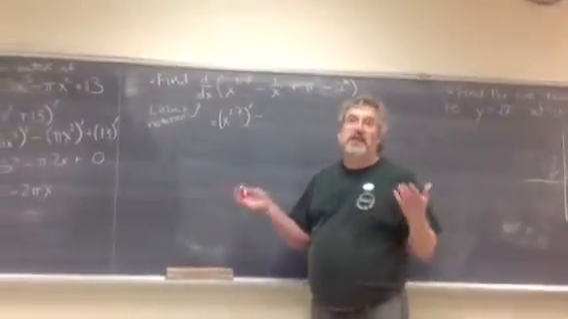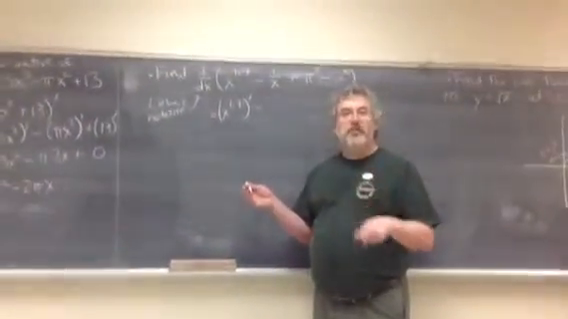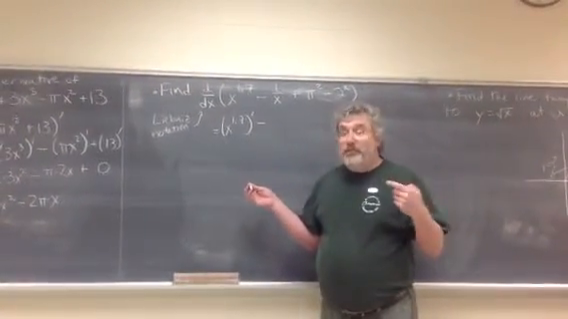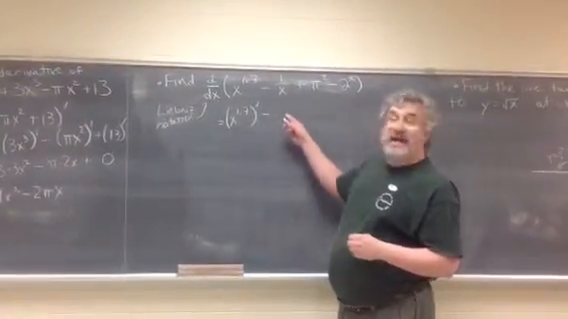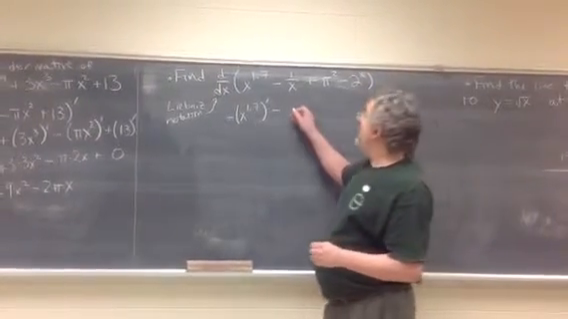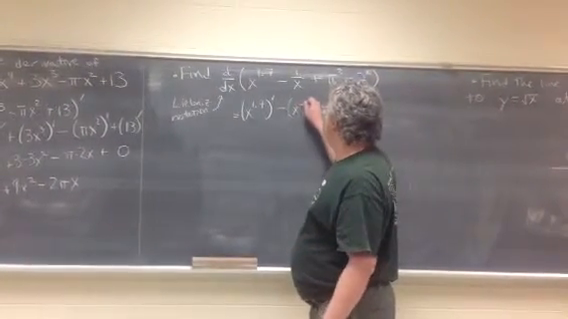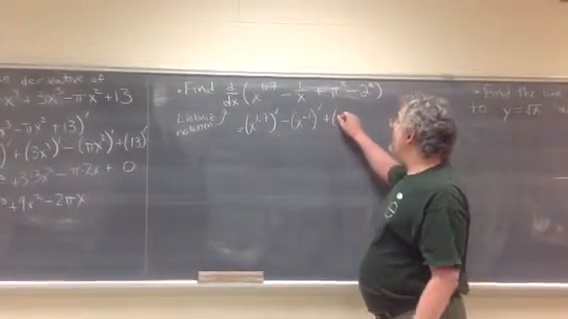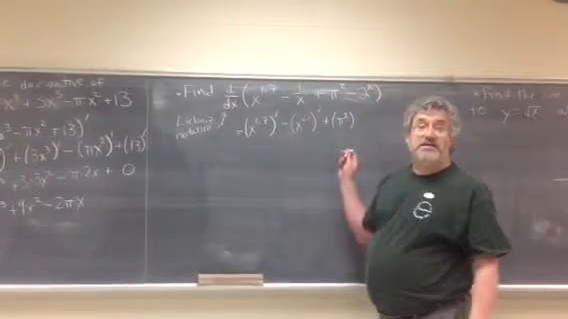Now 1 over x doesn't look like what we have. It's a fraction. It's a quotient. And we don't have any rules for quotients yet. But you can write 1 over x as x to a power. This is x to the minus 1. Plus now pi squared, again, pi squared has no x's. It's a constant.